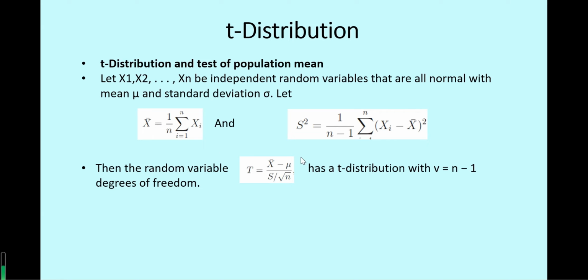We divide by n minus 1 here because 1 degree of freedom is lost when calculating x bar. So if we have calculated x bar and s squared, then the t value, which we can call the test statistic from the sample, equals x bar minus the hypothesized population mean value, divided by the sample standard error s divided by the square root of n, the sample size. Then this t-test statistic has a t-distribution with n minus 1 degrees of freedom.